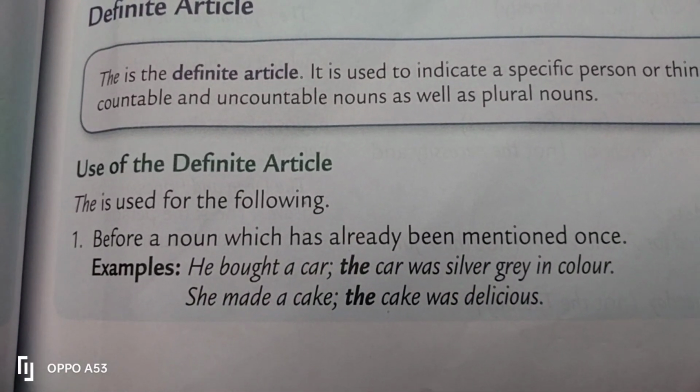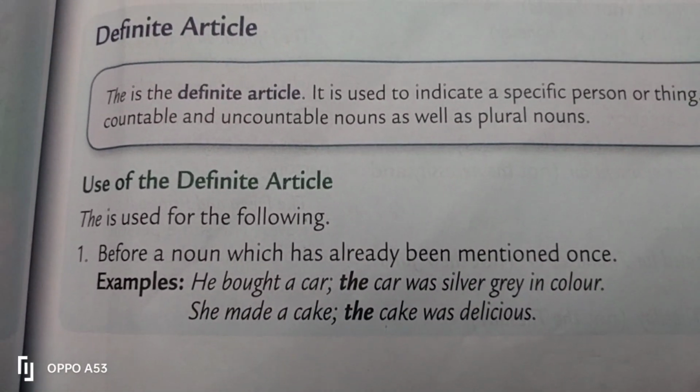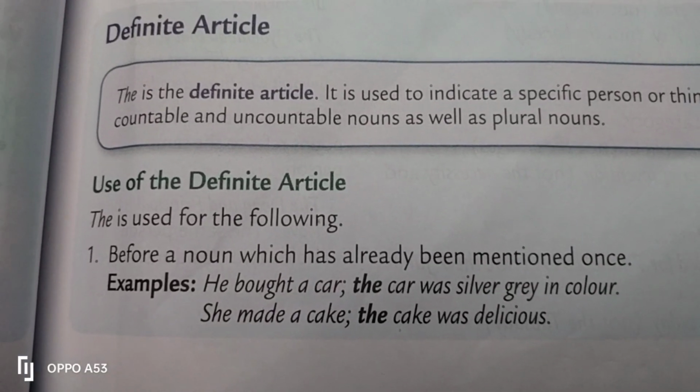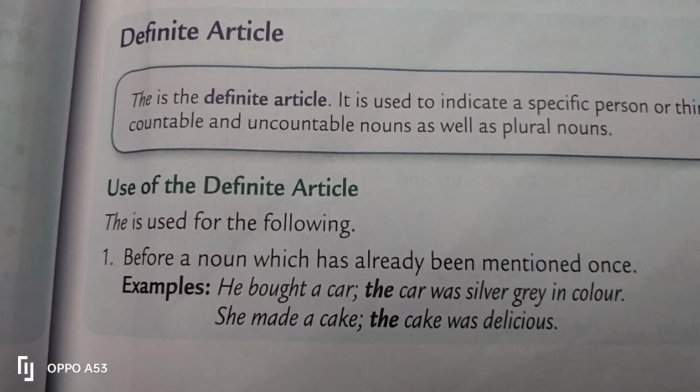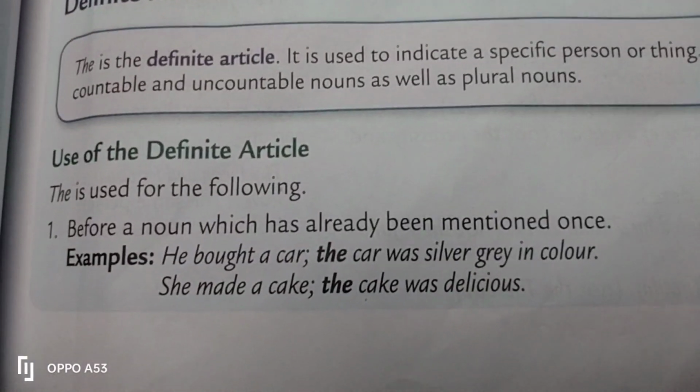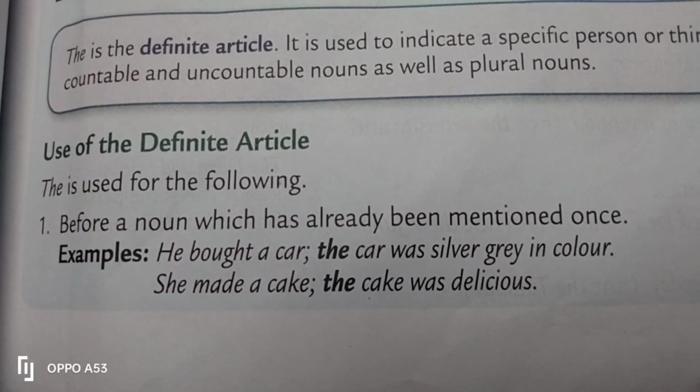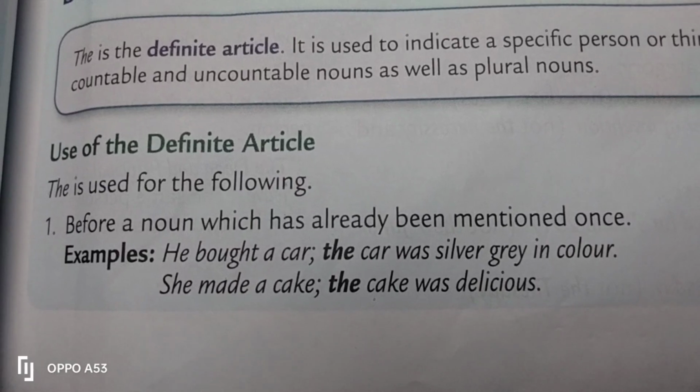It is very specific. It's not a new car again, or another car again, but it is a car that you mentioned in the first part of the sentence. So it is very clear from here. The car was silver grey in color.